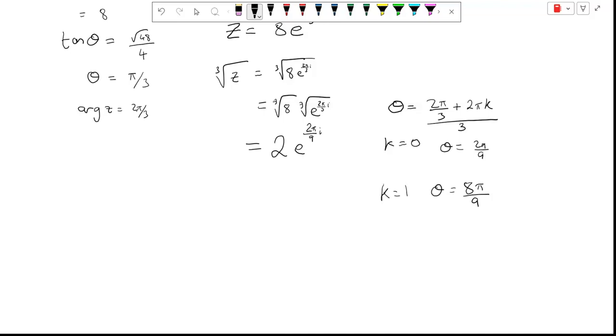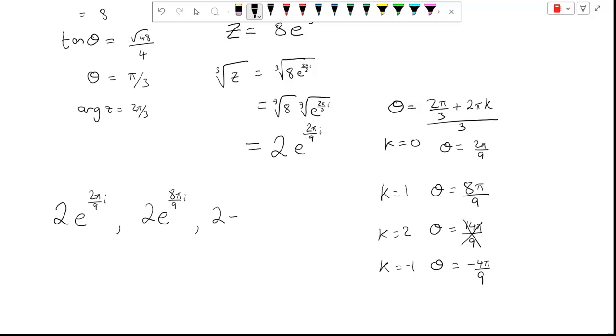Now I can see automatically that if I do k equals 2, I'm going to have to add 6, so it's going to be 14 pi over 9, which is going to be more than pi. So let's try k equals minus 1. Taking away 6, that's going to be minus 4 pi over 9. Remember, you want the values between minus pi and pi. So my answers are going to be 2e to the 2 pi over 9 i, 2e to the 8 pi over 9 i, and 2e to the minus 4 pi over 9 i.